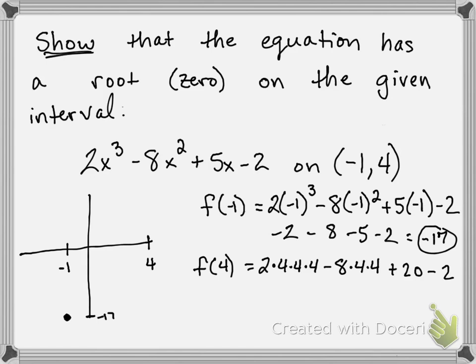What do you notice about this? What's 2 times 4? 8. So this is 8 times 4 times 4 minus 8 times 4 times 4. It's the same thing. Yeah, they cancel. That's why I wrote it like that, just to show you. They cancel each other out, so this is going to go to 0. So this is what? 18? Yeah. So here at 4, we have a value up here at 18.